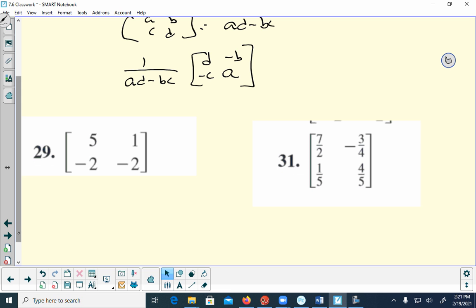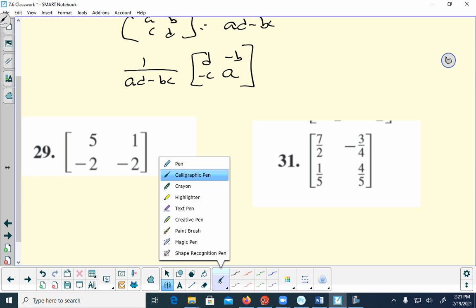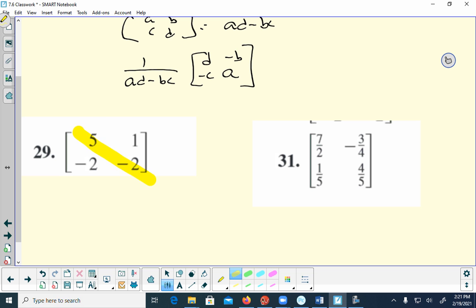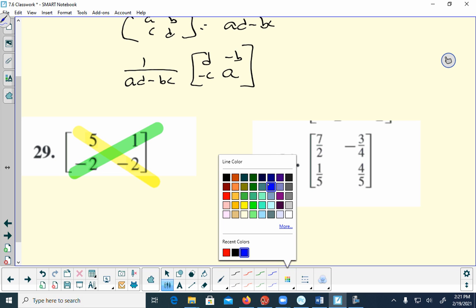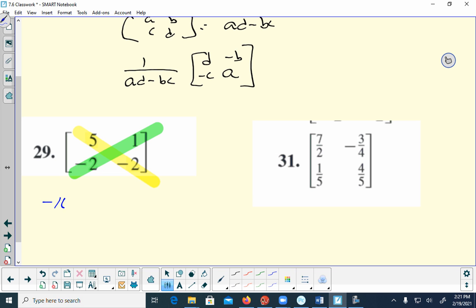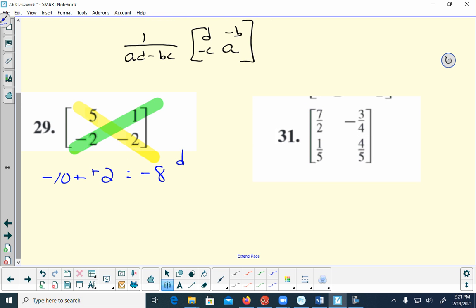So 29, I'm a big fan of highlighters. So let's do it. I'm going to take 5 times negative 2, which is negative 10, minus a negative 2. So that'll end up being plus a positive 2, which will end up being negative 8. So that's the determinant. Then to find the inverse, I'm going to take 1 over that determinant, so 1 over negative 8.